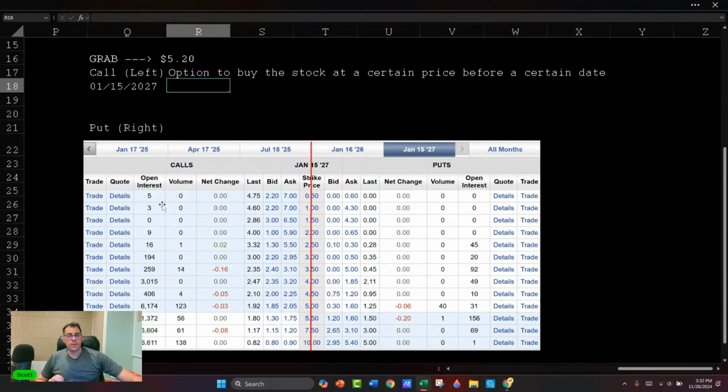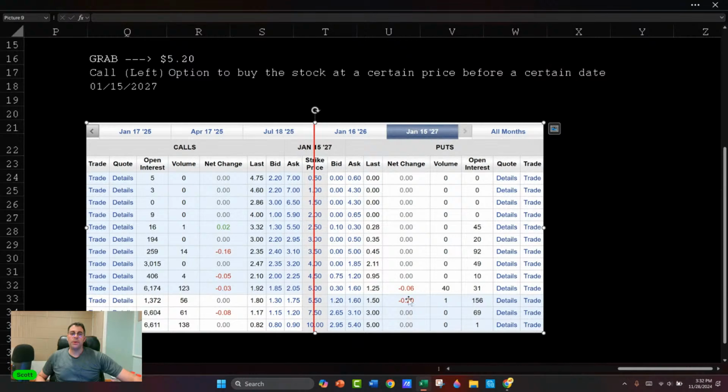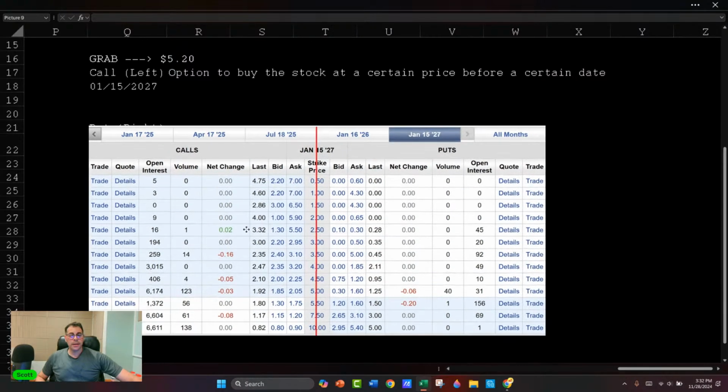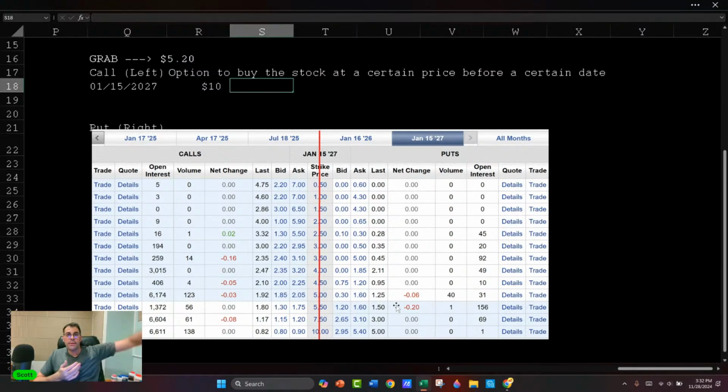If it's blue on the left side, it's in the money. If it's not blue, it's out of the money. And on the right side, if it's blue, it's in the money. If it's not blue, it's outside the money. So generally, you want to buy something outside the money. So if you pick $10 call options, it has to hit 10 just to get to the strike price. And then every dollar above 10, you benefit from it exponentially.